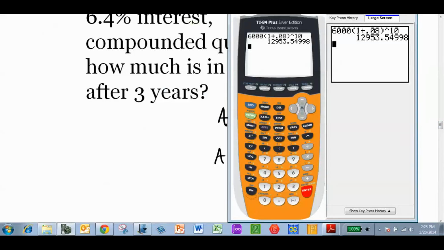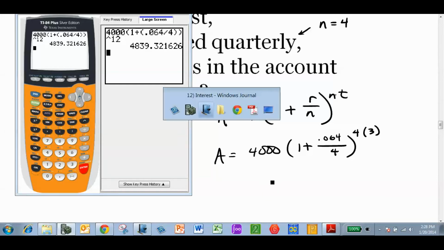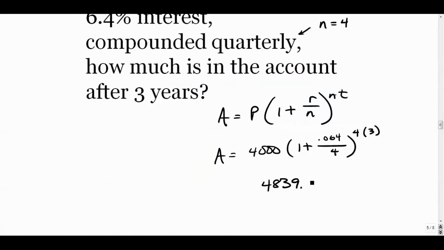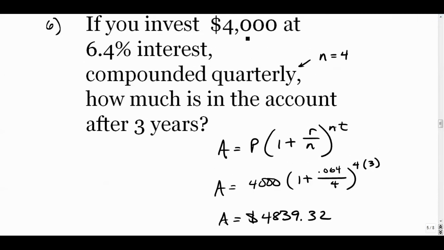Go to my calculator, slide it over this way a little bit. So I've got 4,000, parentheses 1 plus another parentheses 0.064 divided by 4. Close my parentheses, raised to the 4 times 3 power. So 4839.32. So after 3 years, our account gained $839.